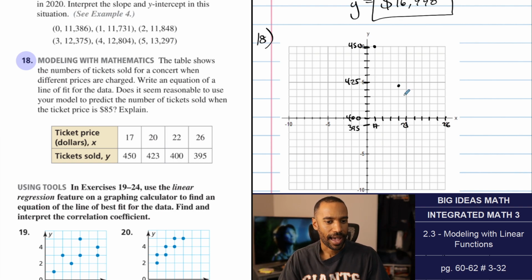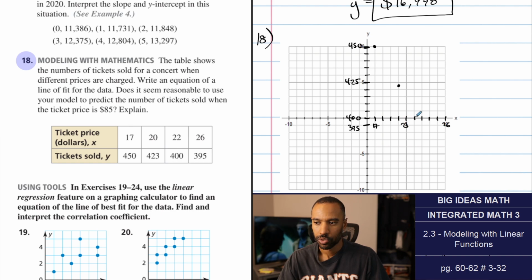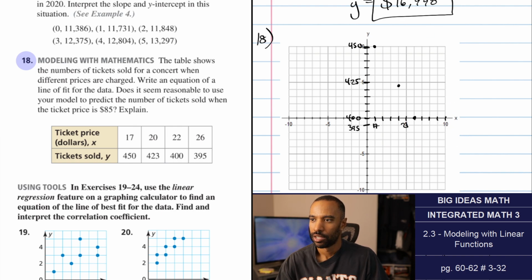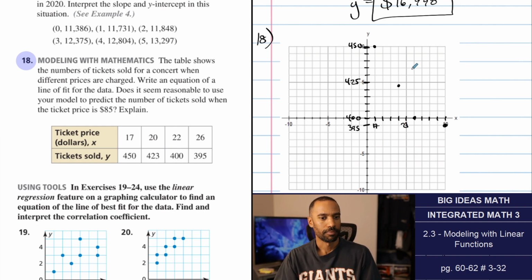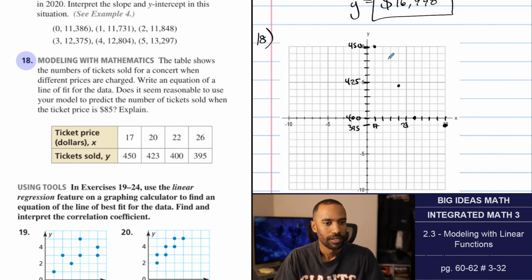Okay, at 21, 22, I'm going to have 400. And at 26, I'm going to have 395. So let me erase the 26 that's there because I've got to plot it right there. 26, I'm going to have 395. Boom. Okay, write an equation of a line of fit for the data.